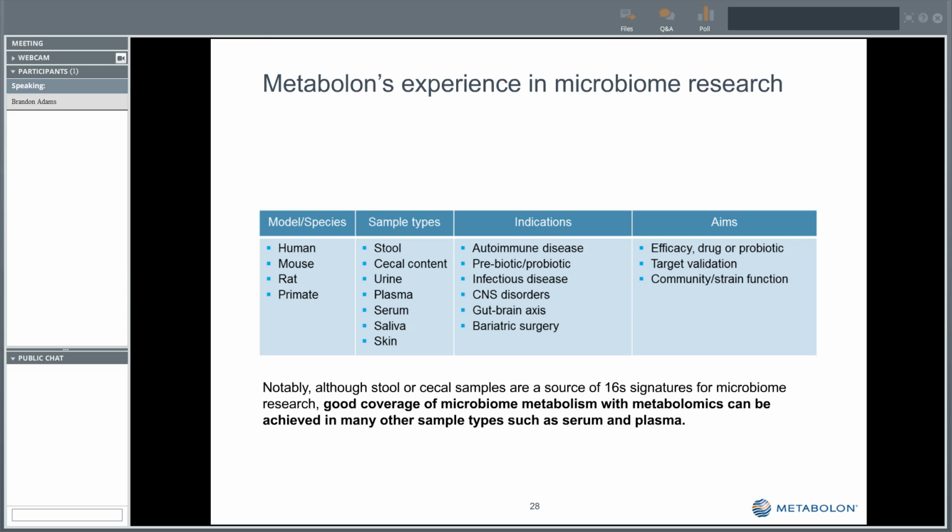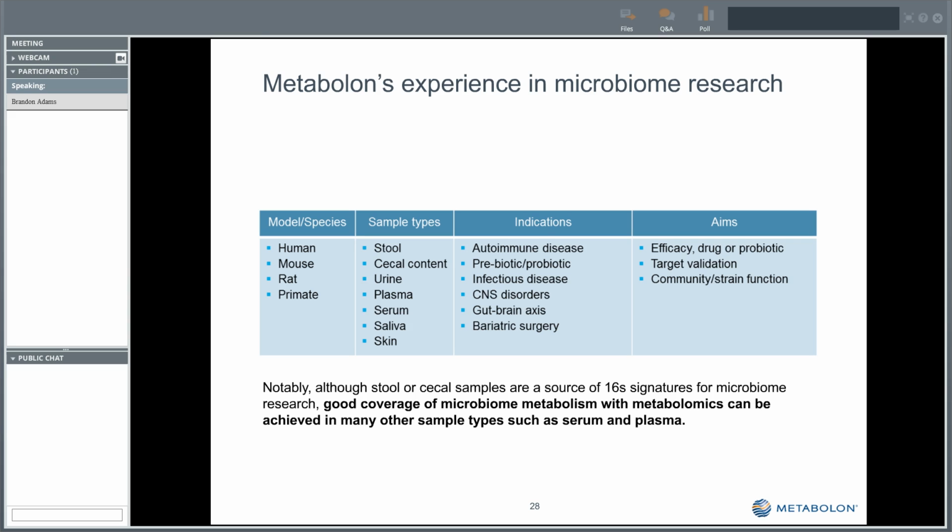So I just want to close by saying that a lot of investigators thinking about applying metabolomics to their research often only think about the fecal sample, which makes sense because a lot of the 16S signature is based on fecal samples. However, we do have a lot of experience in other matrices such as plasma, serum, urine, and skin, and we also see a lot of microbial-derived metabolites in those matrices as well.